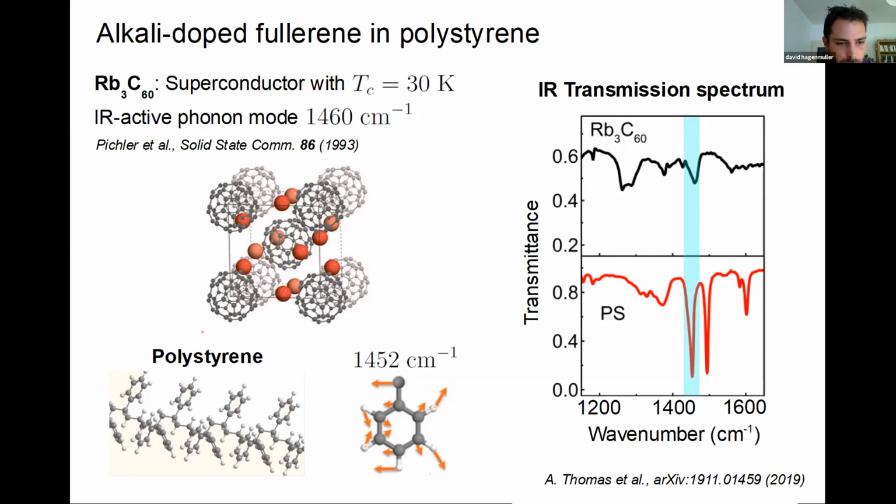And as a polymer, they chose polystyrene, which features a vibrational mode of the phenyl group, which is quasi-resonant with the mode in rubidium-3 C60, which is involved in superconductivity. So here I show you the infrared spectrum of the two compounds, showing the overlap between the two vibrational modes. I will come back later on why these two modes need to be close to resonance.